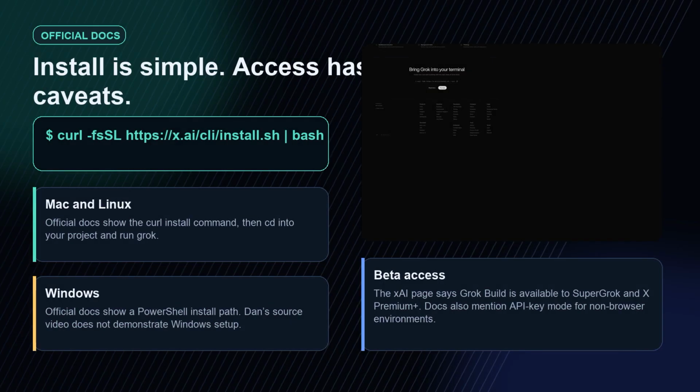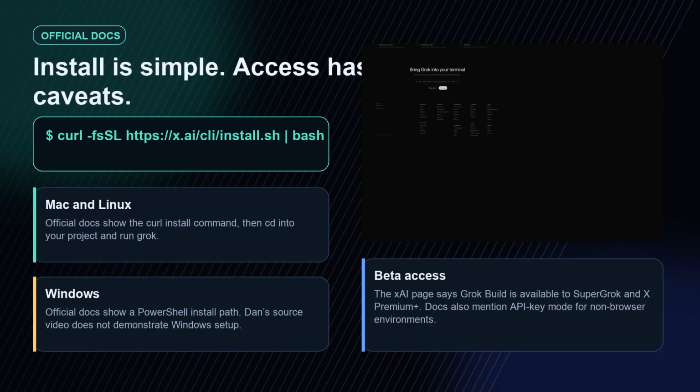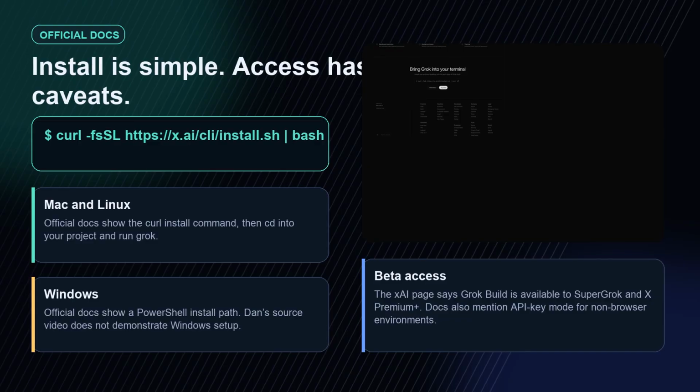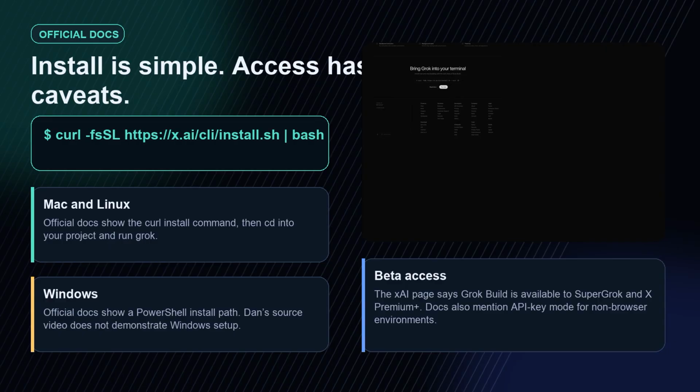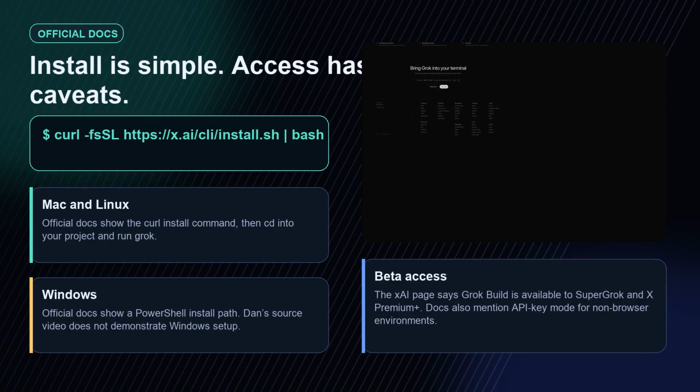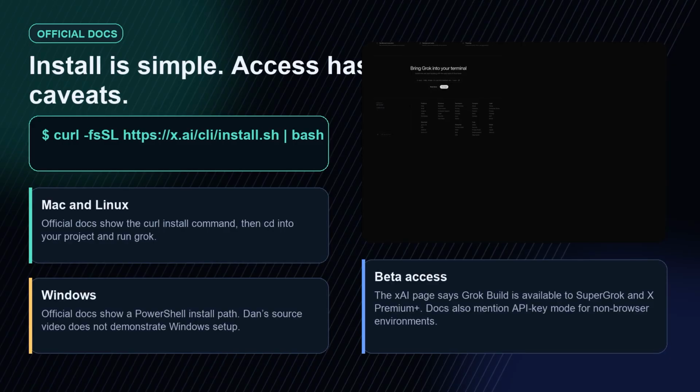The install path is simple, but the access caveat matters. The official XAI page shows one Mac and Linux command, curl -fsSL x.ai/cli/install.sh, piped into bash. The docs also show a PowerShell command for Windows. After install, you go into a project folder and run Grok. First launch opens a browser for authentication.